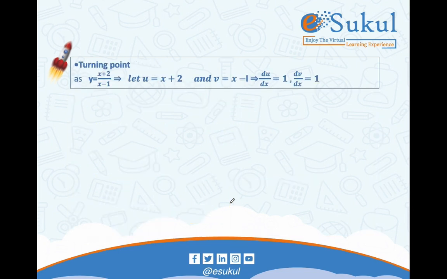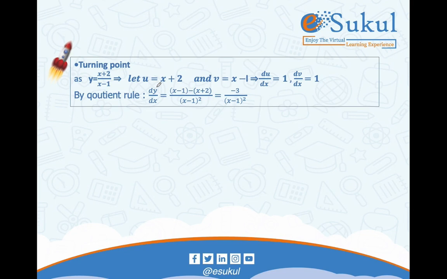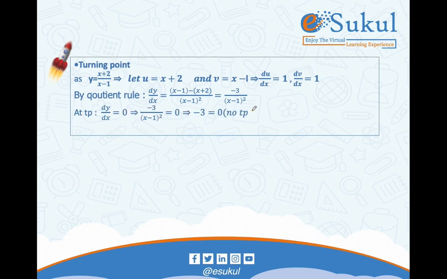We have the next, turning point. Remind ourselves that the turning point exists at a gradient slope of zero. So we first differentiate our curve using the quotient rule. So we have our dy dx as negative 3 over x minus 1 to the power 2. So therefore at TP, dy dx equals 0. So therefore, equating and simplifying, you see that negative 3 is equal to 0, which is completely a contradiction. So there's totally no TP.